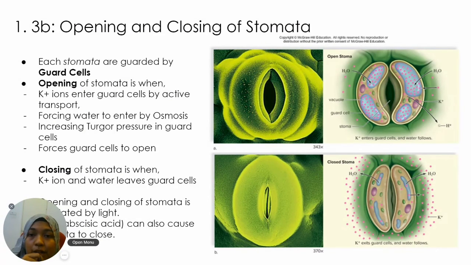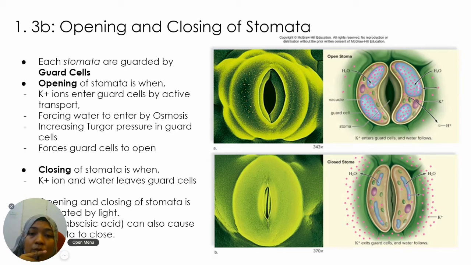Continuing on, I will explain the opening and closing of stomata. The opening and closing of stomata is also regulated by light. As you all know, the stomata open in the morning and close at night. They open in the morning because the morning is when plants undergo photosynthesis, whereby they need carbon dioxide, oxygen, and water. Hence the stomata are open.